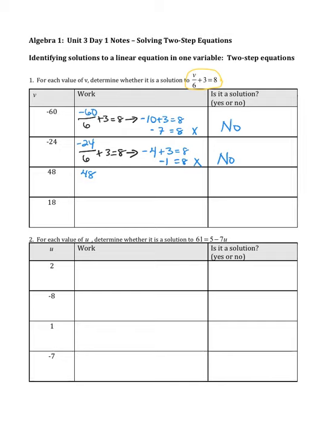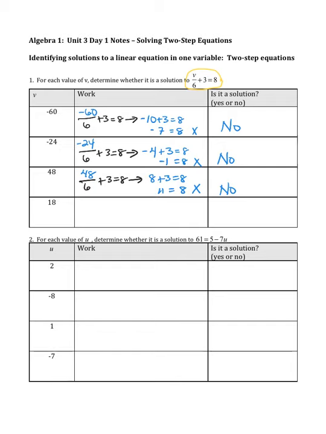Let's try another number. Maybe we can find the answer this time. 48. Oh, that might be a good one. 48 divided by 6 plus 3 equals 8. What's 48 divided by 6? It's 8. Plus 3 equals 11. Well, that doesn't make any sense, does it? 11 does not equal 8. Well, 48 doesn't work either.